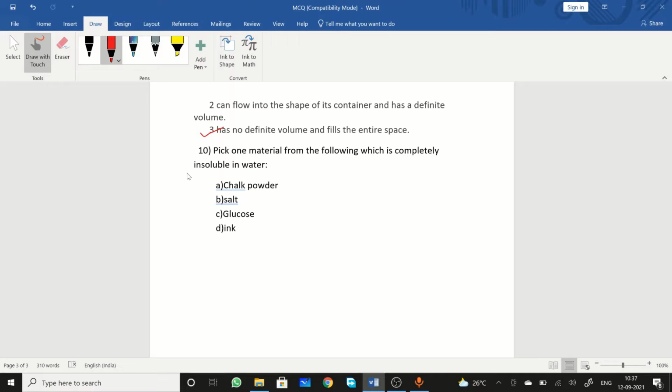Question number 10, pick one material from the following which is completely insoluble in water. Chalk powder, salt, sugar, glucose or ink. ये तीनों ही चीज़ें सॉलेबल हैं, so these are not our right answer. Our right answer is chalk. Chalk powder is insoluble in water.